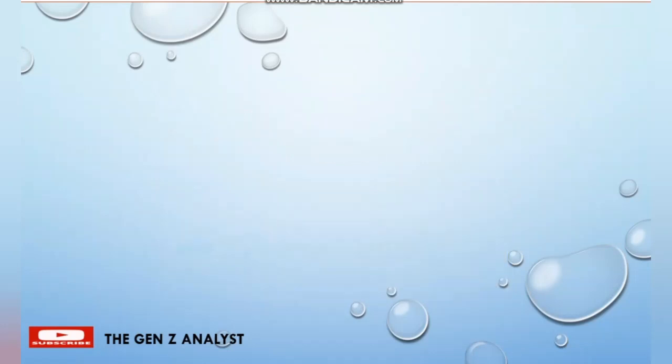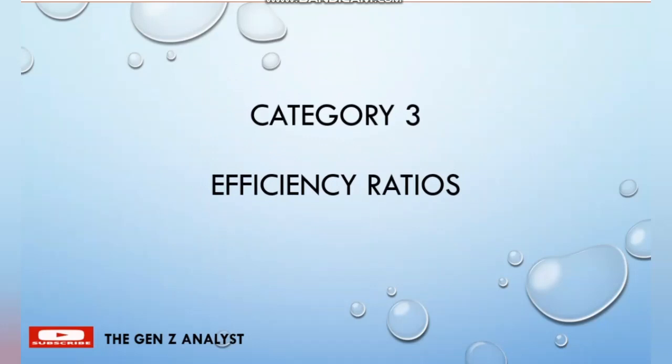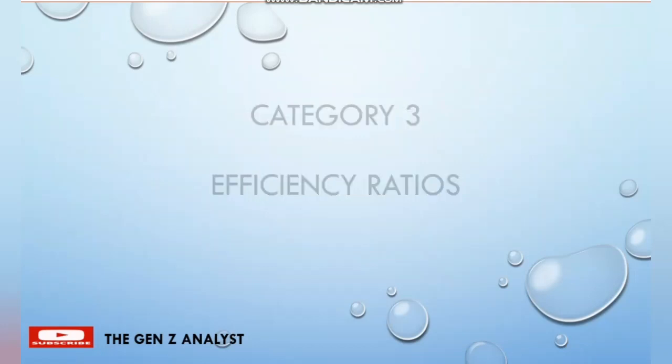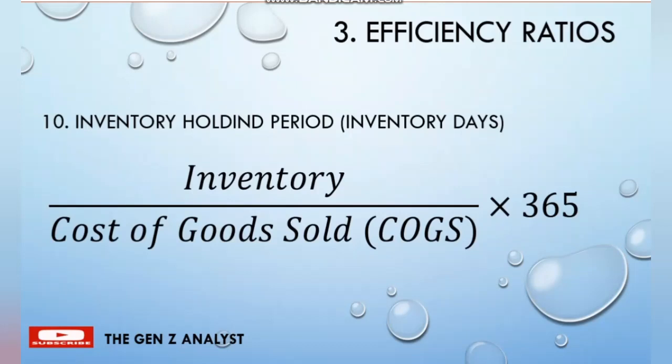All right. Now the third category is what we call the efficiency ratios. The efficiency ratios are actually the ratios that are talking about our inventory movements, receivables, payables, and all that. So let's look at them. So we have the first one, the inventory holding period. Now the inventory holding period is talking about how long do we hold our inventory in store. So how long does our inventory take to get sold?